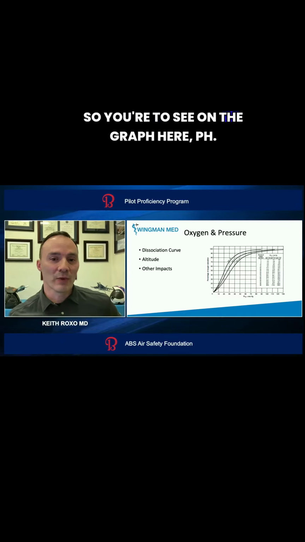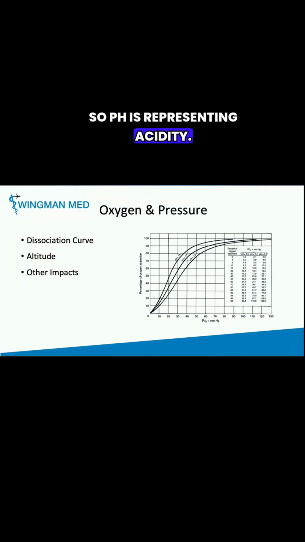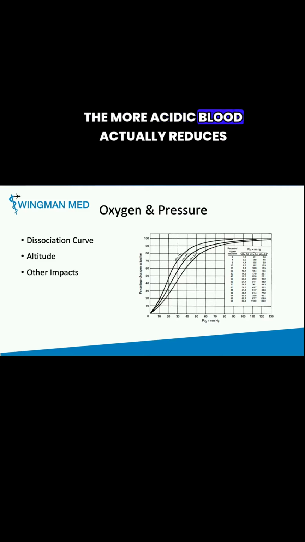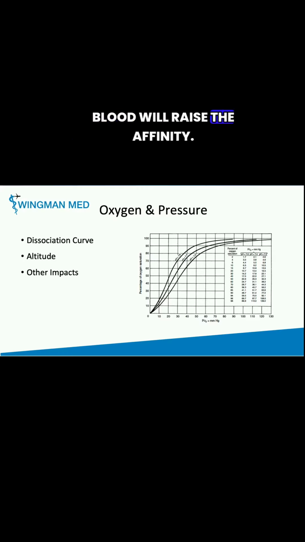So you're going to see on the graph here, pH. So pH is representing acidity. So a normal pH for human blood is around 7.4. But the more acidic blood actually reduces hemoglobin affinity for oxygen, while less acidic blood will raise the affinity.